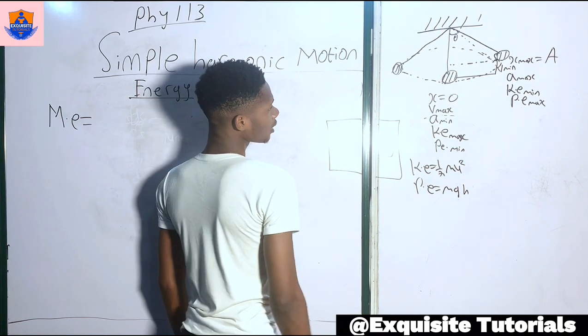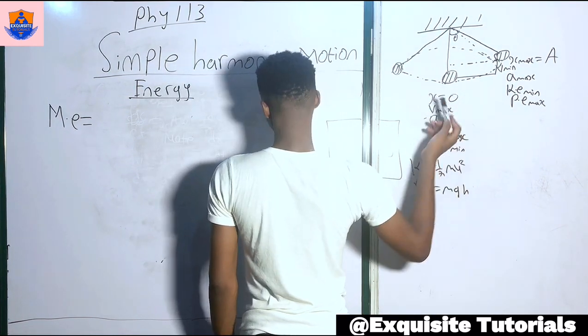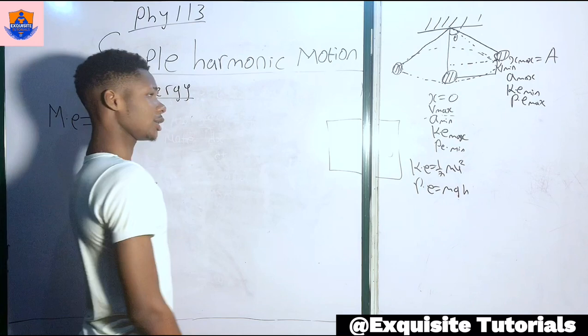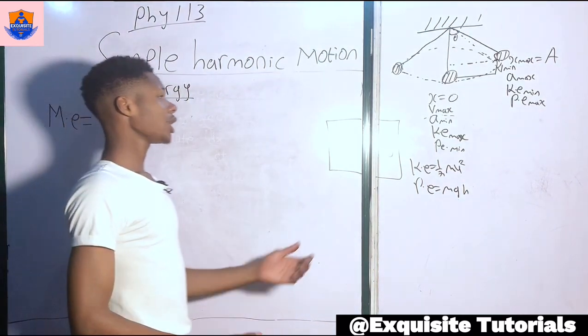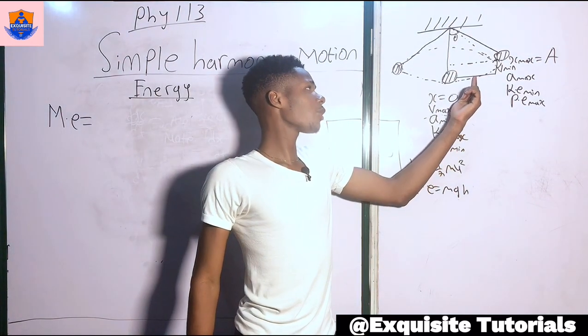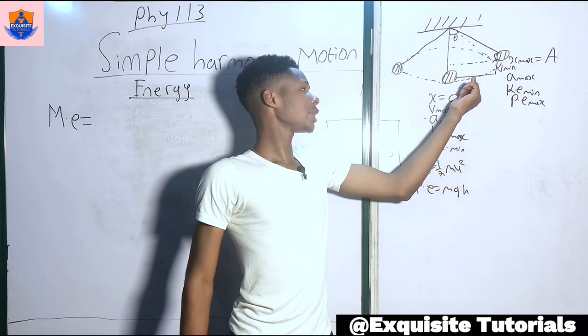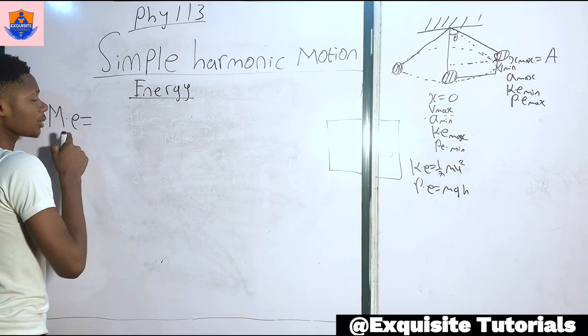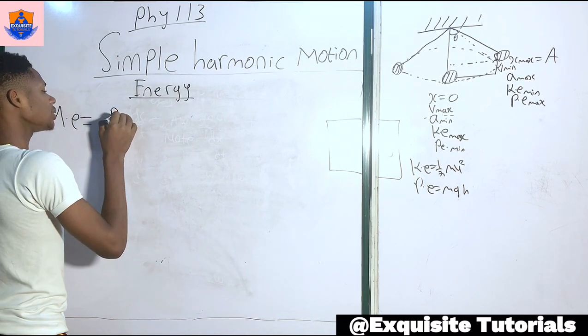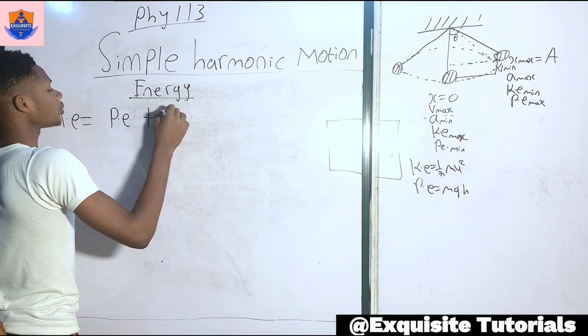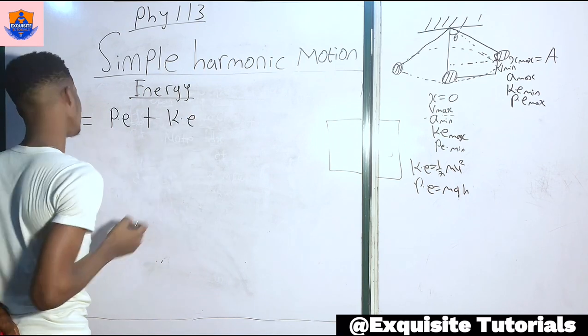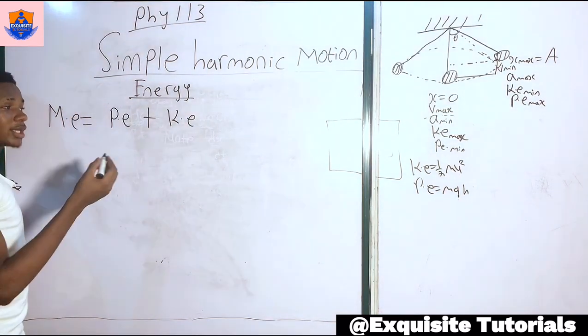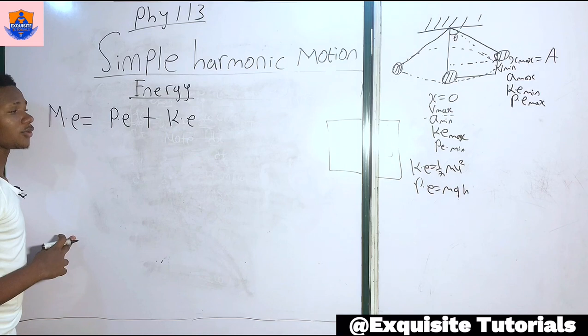moves through it. So what if at the point here we want to know the kinetic or the potential energy or the mechanical energy? To get the mechanical energy, we simply take the sum of the kinetic energy at that point and the potential energy at that point. So we can say mathematically that mechanical energy is equal to potential energy plus kinetic energy of the body, or kinetic energy plus potential energy of the body.